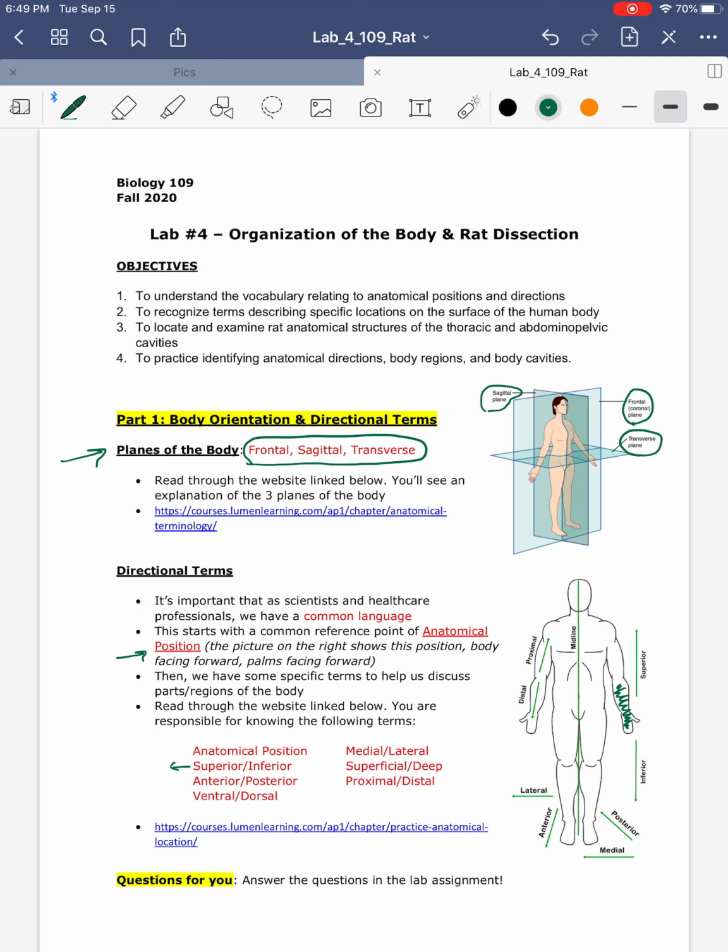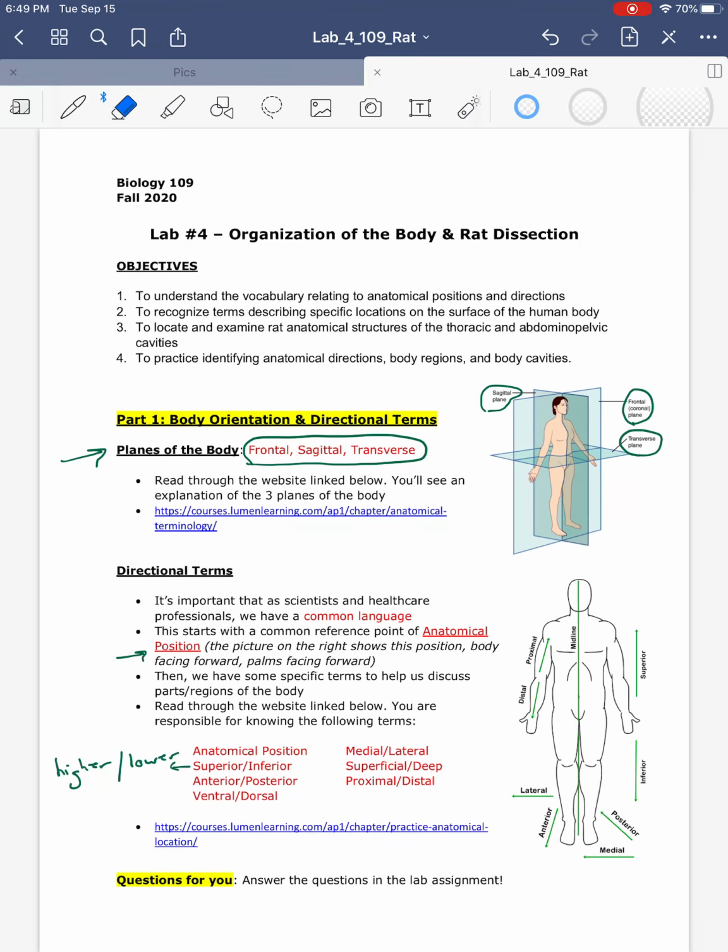So superior really means higher, and inferior really means lower. Okay, so if something is said to be superior in the body, it's more towards the head, it's higher. If something is said to be inferior in the body, it is more towards the feet or it is lower. So if you're having a hard time with these, you could just substitute that word. Higher, superior. Lower, inferior.